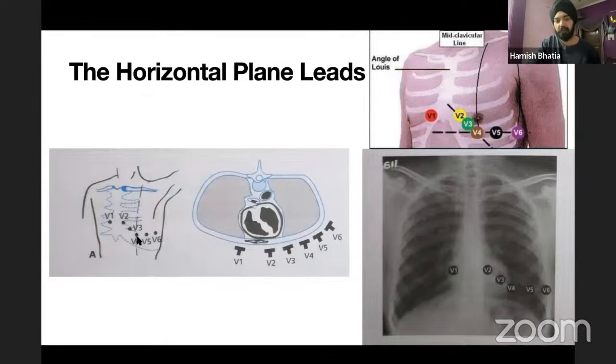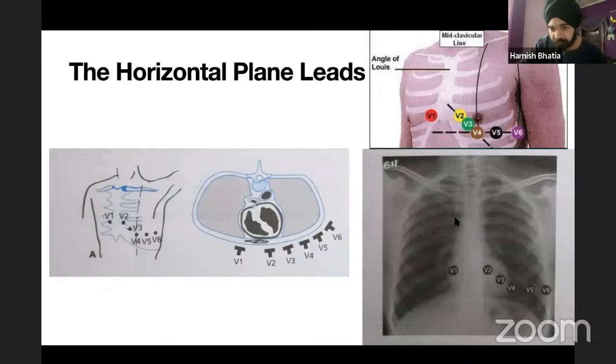The V4 electrode is placed in the midclavicular line in the fifth intercostal space. V3 is in between V2 and V4. And V6 is placed in the mid-axillary line, again in the fifth intercostal space. And V5 is between V4 and V6. That's how the six electrodes are placed. This is also shown in this figure. If you see, the same thing is given. In this X-ray also, the same thing is given.